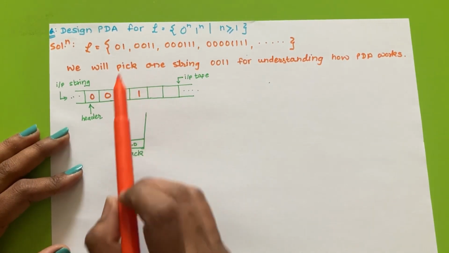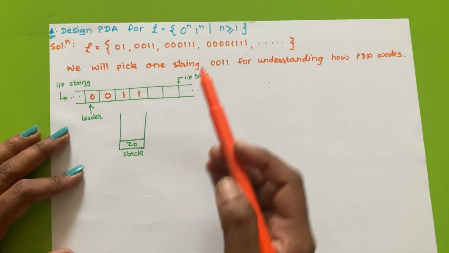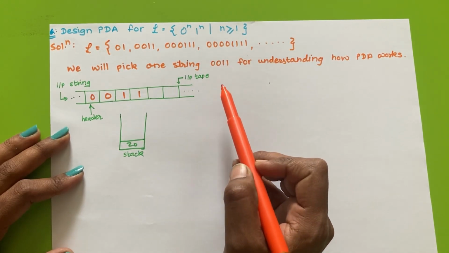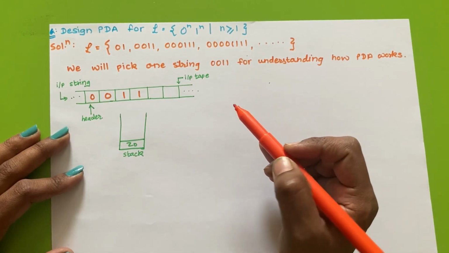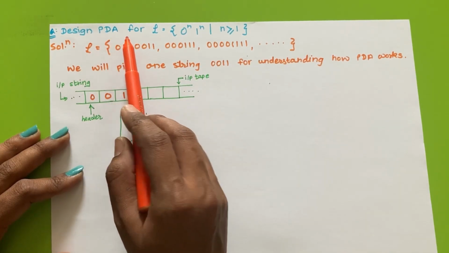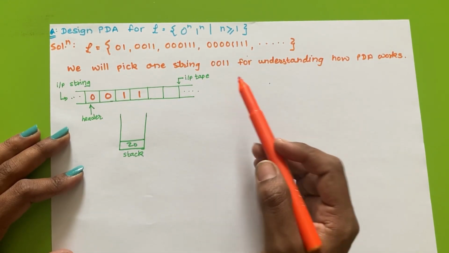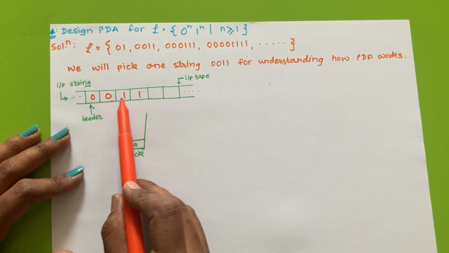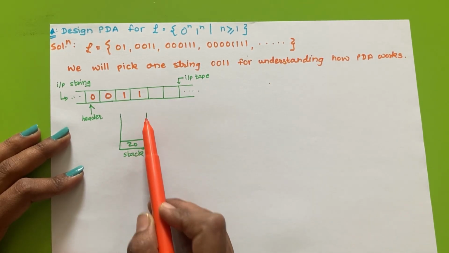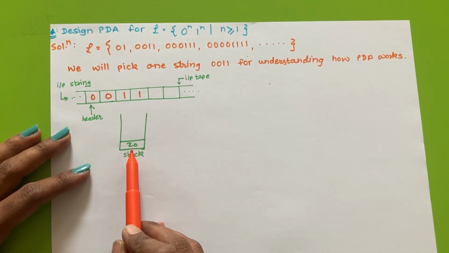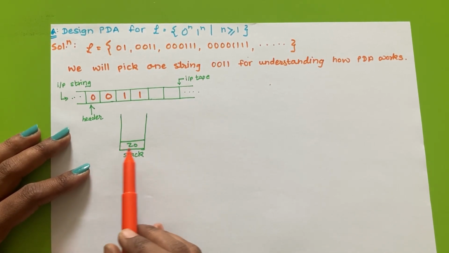For designing purposes, we will first consider one of the strings, 0011, to see how this string should be processed by the PDA. Suppose this string is present on the input tape and we have a stack. In the stack we have Z0 at the top, which means the stack is empty.